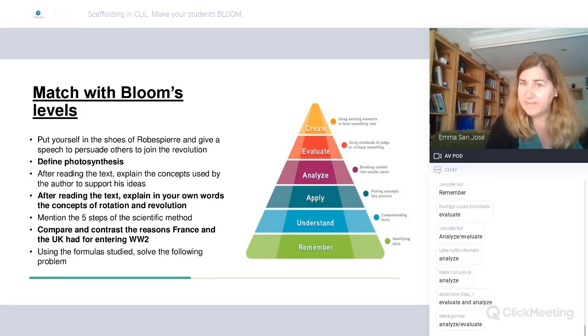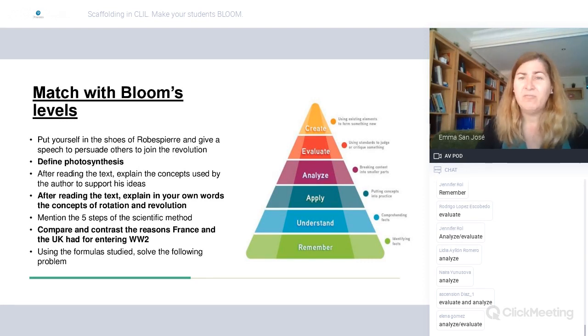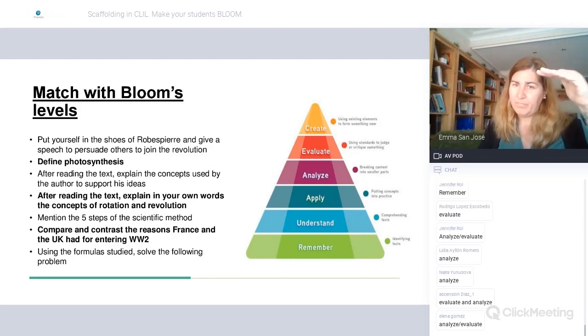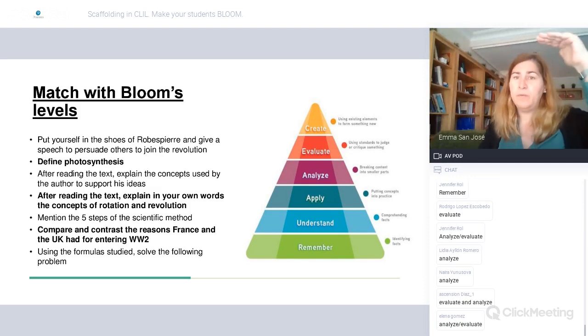So coming back to what you asked before, will this take more time? Not really, okay? If you have this pyramid and you've got the taxonomy in front of you when you're designing the activities, then it's exactly the same thing. You don't really have to do everything. You don't have to go step by step. You may want to stay longer in one of the stages, and then you can move up to the other one.